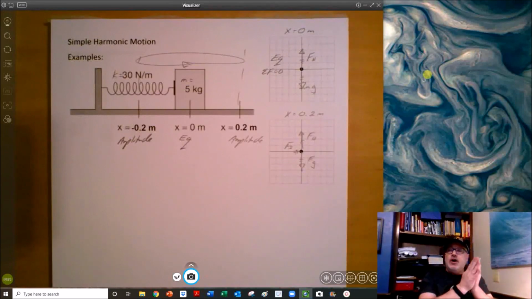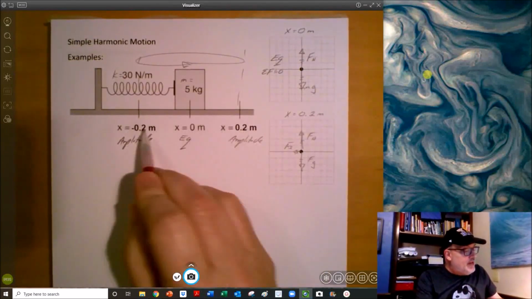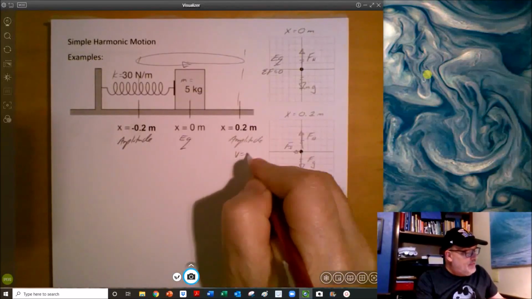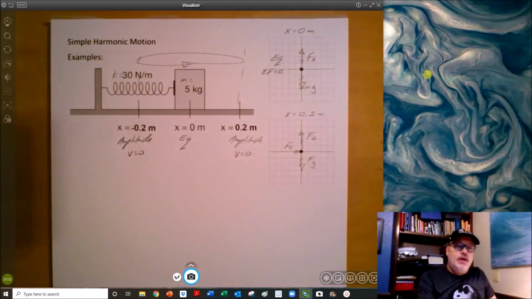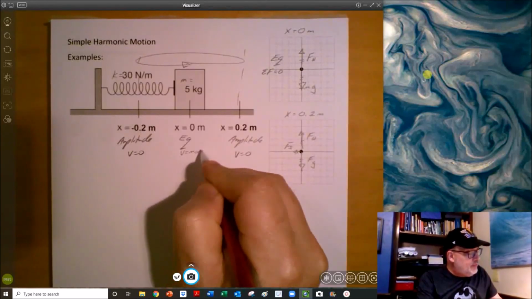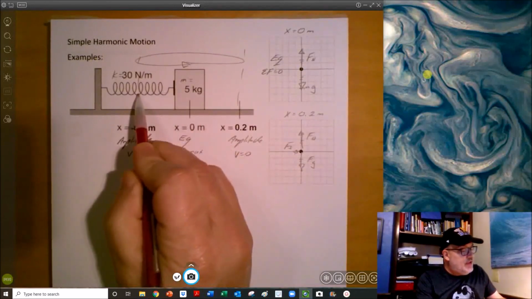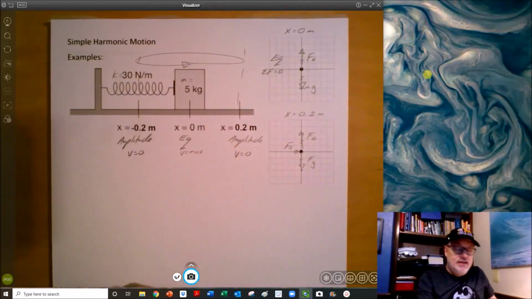Okay, so now let's talk about the motion. So this is the equilibrium position. Here are our maximum amplitudes. We know that the velocity out here is 0, and we also know that in here the velocity is a maximum. So it stops at the end, speeds up, fastest here, slows down, turns around, and repeats.